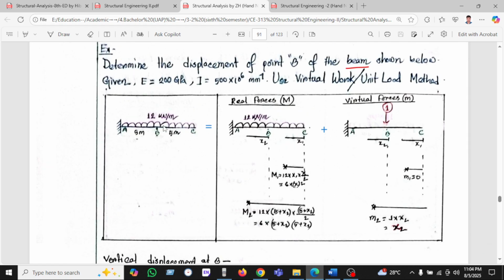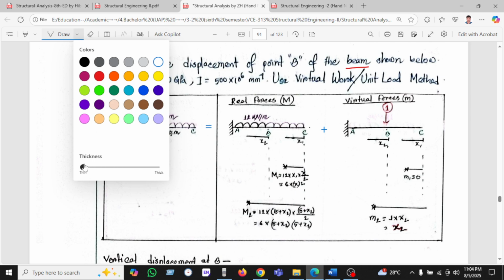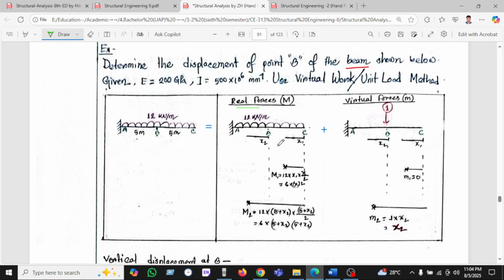So as we know, we have to divide this diagram: one is the real force, and another one is the virtual load. We can see here the real force, and the virtual load of one is applied where the displacement is asked. Point B is asked, so the virtual load is applied at point B.